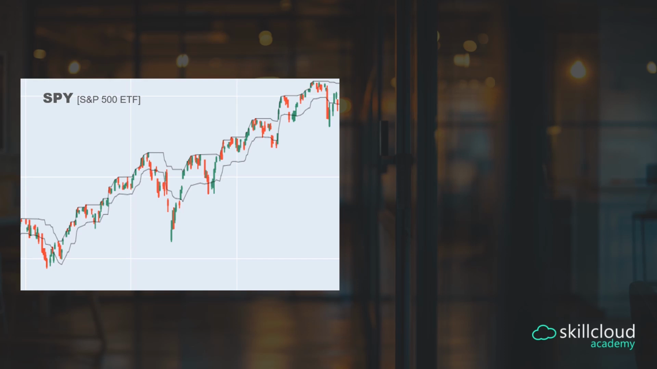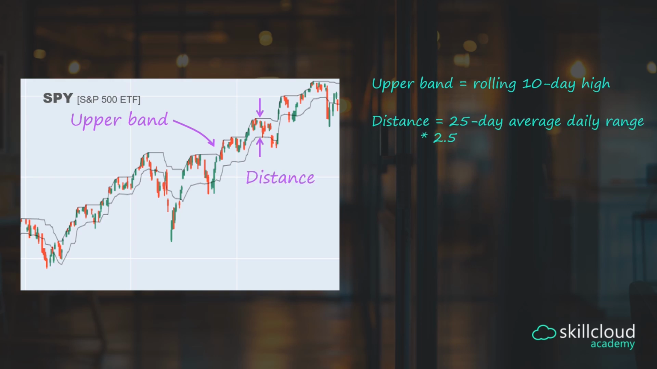First, we construct the rolling 10-day high price level that we call the upper band. This is the highest price recorded during the 10 most recent trading days. Then we construct a lower band that we offset a certain distance below the upper band. We calculate this distance by taking the 25-day average of the daily price range, which in turn is the difference between the high and the low of the day.